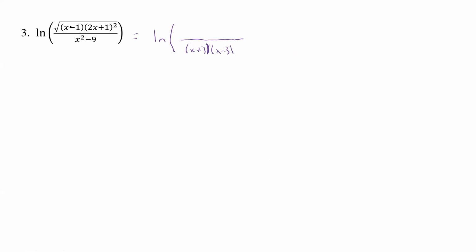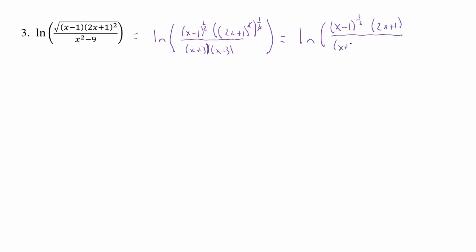Now the numerator, we're going to take each of those to the 1/2 power. So we're going to have x minus 1 to the 1/2. And then we're going to have the 2x plus 1 squared to the 1/2, and then in parentheses. Now when we look at this, 2 times 1/2, well that's just going to cancel, and we're just going to get this to the 1 power. And so if we rewrite this, that's ln of x minus 1 to the 1/2, and then it's times 2x plus 1, and then we still have all over x plus 3, x minus 3, okay?